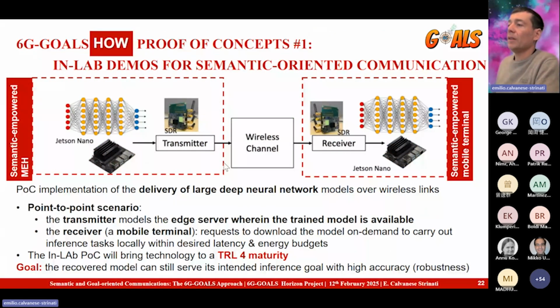One is more at the physical level, where we show the point-to-point scenario. We have a transmitter and receiver, and roughly we show how source and channel coding with semantic communication improve the performance against the classical approach.